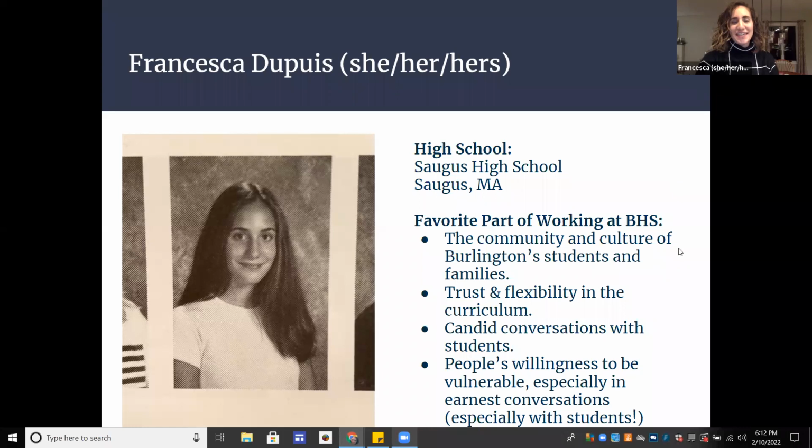This is a photo from my 8th grade yearbook. And I was actually able to find it because I've been recently finally cleaning out things from high school and middle and elementary school. So I was impressed that I actually was able to find this. Otherwise, I have no idea where my high school photo is. But I'm from Saugus, Massachusetts originally, and I attended Saugus High School. I went to UVM, which is how I ended up staying in Vermont.